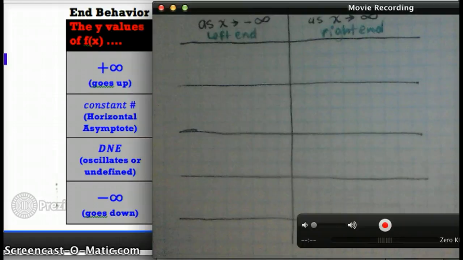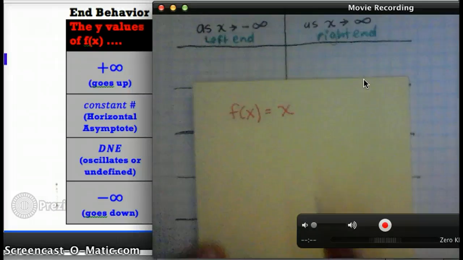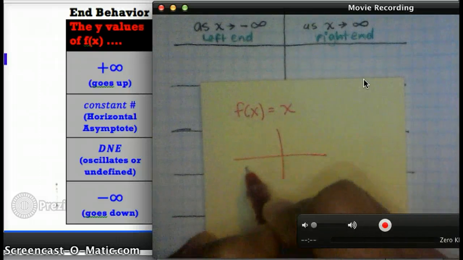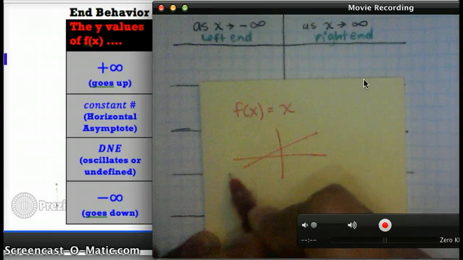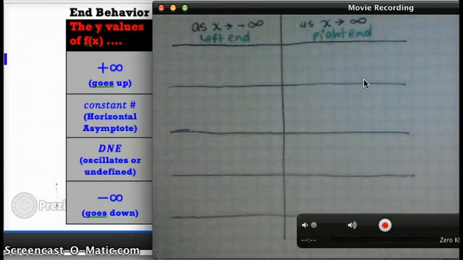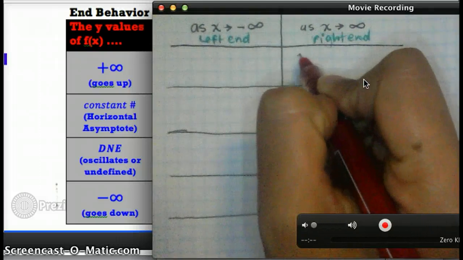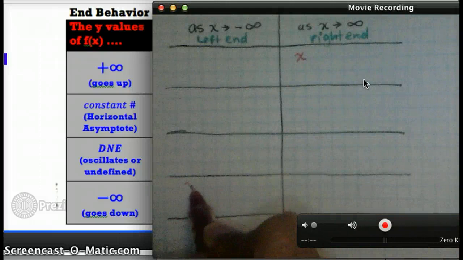So for example, let's start with the function f of x equals x. It's a totally simple function. Think about this function for a moment. What happens to it on the right end? What happens to it on the left end? Great, so if you think about the shape of this graph, it's a straight line, and the right end goes up to infinity forever, and the left end goes down to infinity forever. So I'm going to categorize this function as a right end positive infinity and a left end negative infinity function.